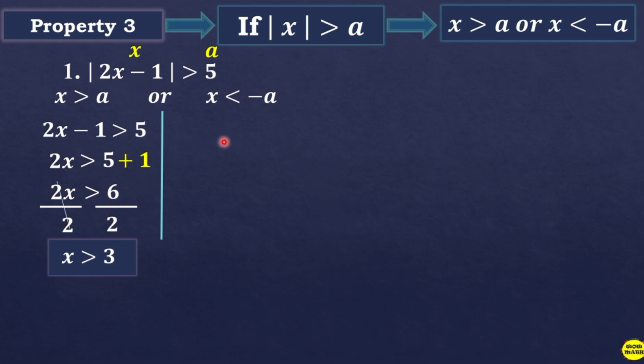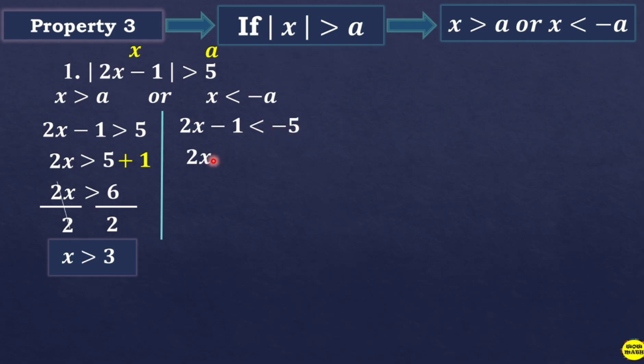Okay, punta tayo sa kabila. So, x is less than negative a. So, ito po ay gagamitin mo kapag ang inequality symbol mo sa absolute value ay greater than. Ito po yung susundan mo. So, itong dalawa. Again, your x is 2x minus 1 is less than negative a. So, ibig sabihin negative 5. Okay, is less than negative 5.